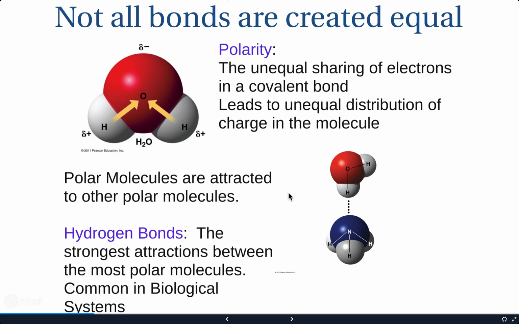Anytime you see that, you know you're looking at a polar molecule. Polar molecules are attracted to other polar molecules. In this image here, you're seeing a water molecule attracted to an NH3 molecule. You can see that the positive hydrogen is attracted to the negative nitrogen. A hydrogen bond is the strongest attraction between most polar molecules, and hydrogen bonds are common in all biological systems. This polarity allows for hydrogen bonds, which allows for tons of emergent properties.